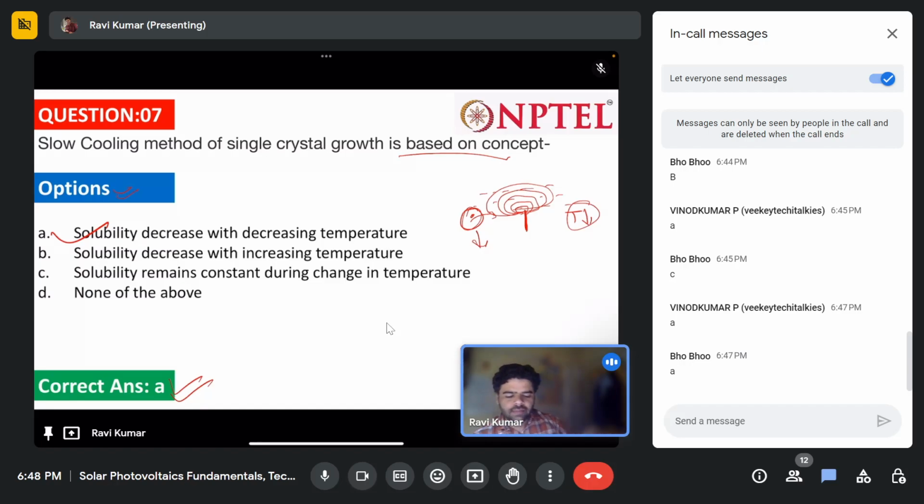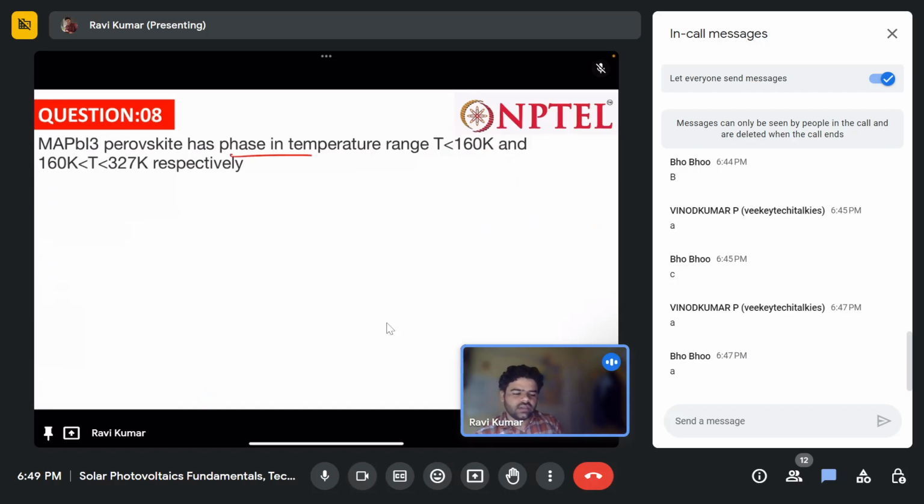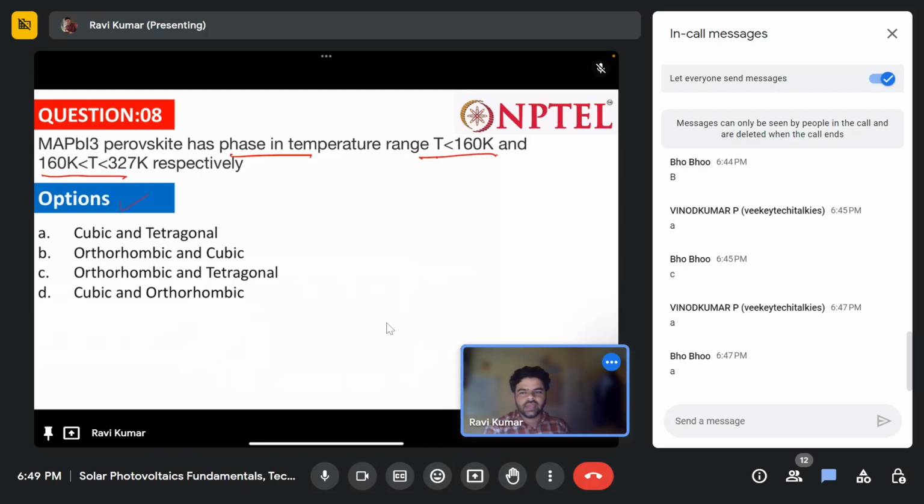Next we have MaPbI3 perovskite has phase change with temperature. Means there are two phases of this particular perovskite material. One where temperature is less than 160 Kelvin and another when temperature is between 160 and 327 Kelvin. And what are those phases? Is it cubic and tetragonal, orthorhombic and cubic, orthorhombic and tetragonal, cubic? B. C. Vinod said C. Orthorhombic and tetragonal. Yes, C is the correct answer here. So it is orthorhombic and tetragonal. It is the structure shown by this particular perovskite material.